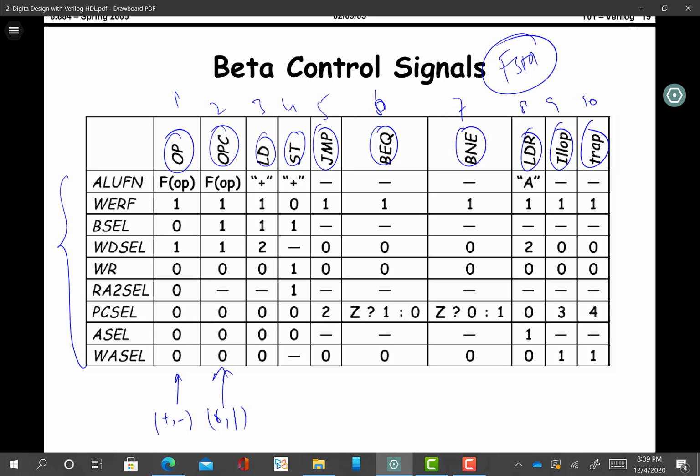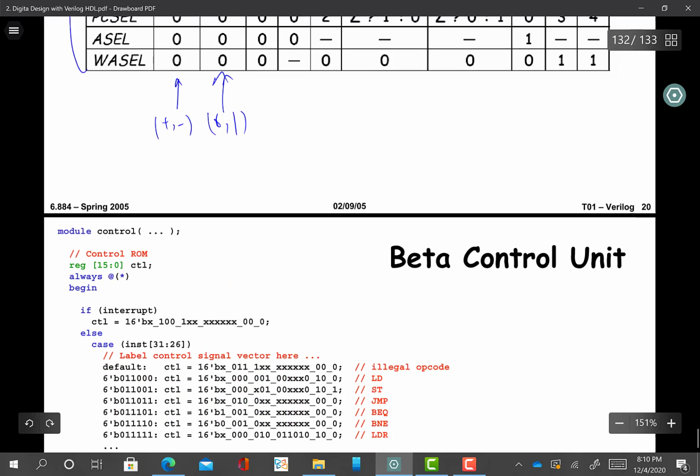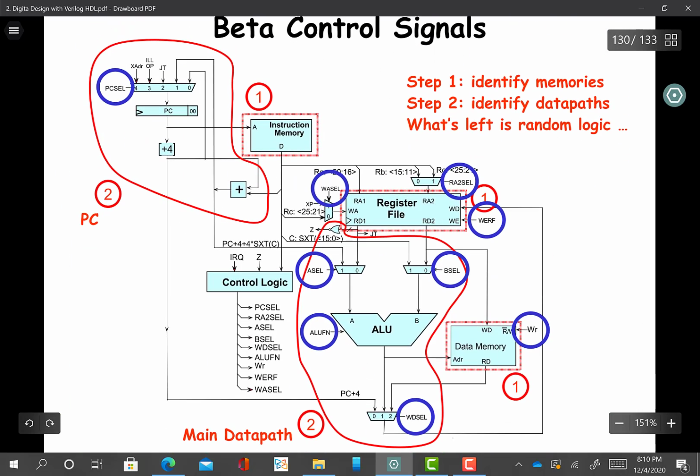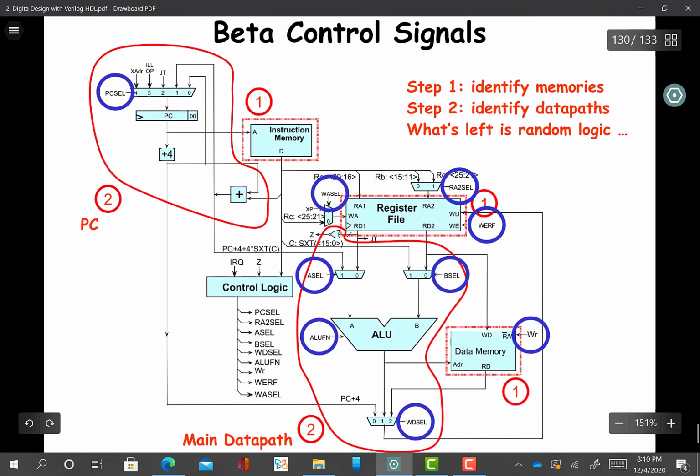So in the op class instruction, the WRF is 1, B cell is 0, WD cell is 1, and so on. You can check this with the architecture to understand how things are happening. But we are more interested in this architecture, which is on this page. This is the main data path.